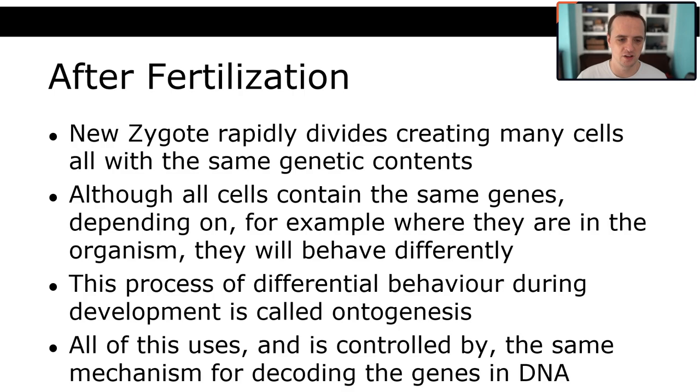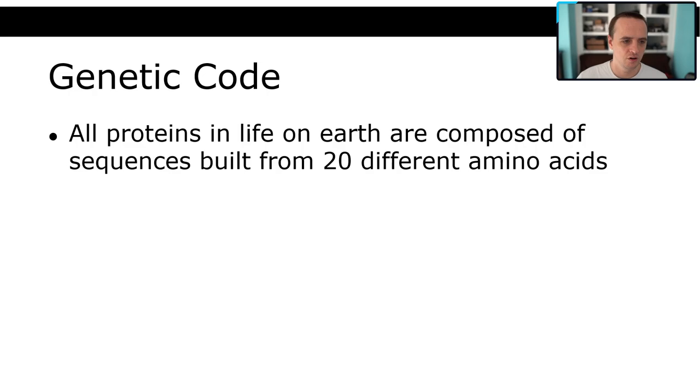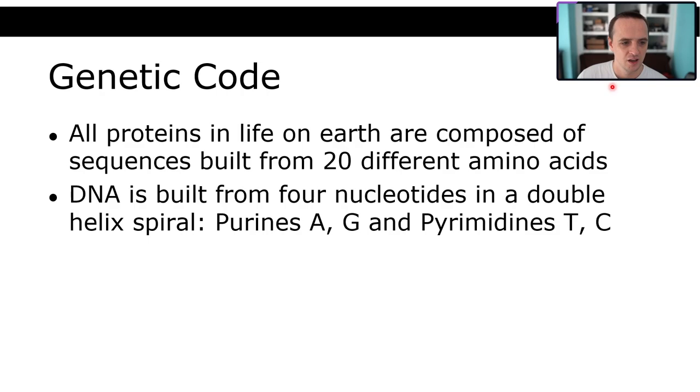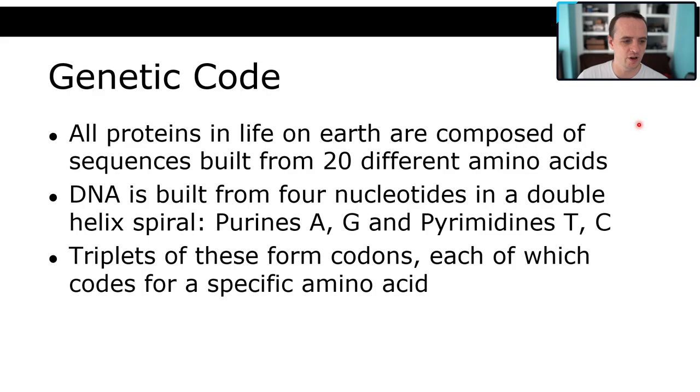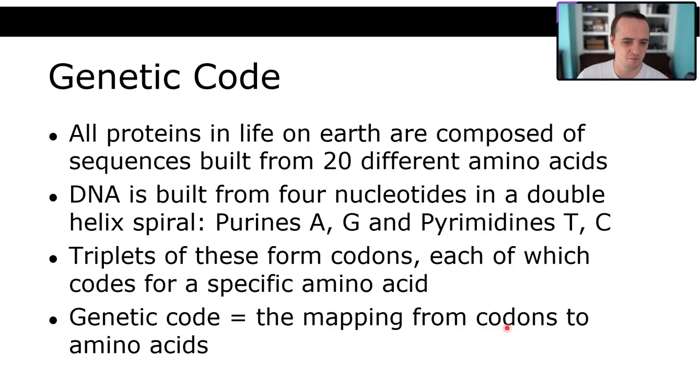So, when it comes to the genetic code, all proteins in life on Earth are composed of sequences built from 20 different amino acids, which is kind of crazy when you think about it. And DNA is built from 4 nucleotides in a double helix spiral. So, purines A and G, and pyrimidines T and C. Triplets of those form codons, each of which codes for a specific amino acid, and the genetic code is essentially the mapping from codons to amino acids.